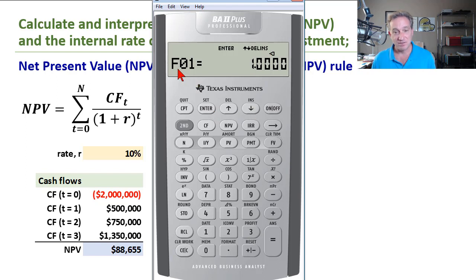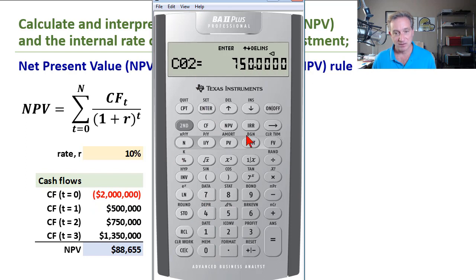Notice the C changed to F, so that's frequency. This would give me an opportunity to say that the 500 repeats a number of times. How frequent is it? It's only once here, so I'm just going to let that one remain as a default, skip it. In other words, go right to cash flow 2, which is 750.